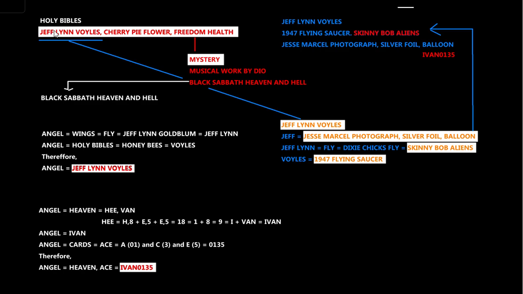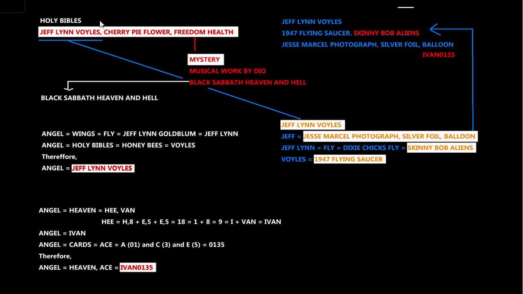Now we take the name Jeff Lynne Voiles. Jeff, as I've explained in other videos, translates to Jesse Marcel photograph silver foil balloon. Jeff Lynne, as I've explained in other videos, translates to Fly, which is the name of an album by the Dixie Chicks. And the Dixie Chicks Fly album, as I've explained elsewhere, translates to Skinny Bob Aliens. The name Voiles, as I've explained elsewhere, translates to 1947 Flying Saucer.